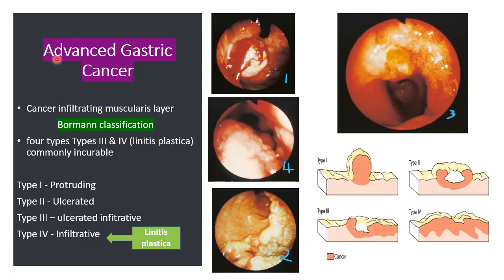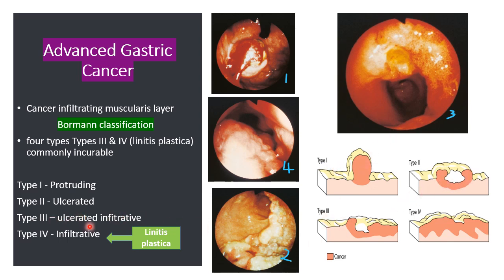Then there is the advanced gastric cancer, the classical classification, and this is classified according to the Borrmann classification. The cancer that infiltrates the muscularis layer is called advanced cancer. And according to Borrmann's classification, there are 4 types. The first type is the protruding type here. Type 2 is the ulcerative type here.